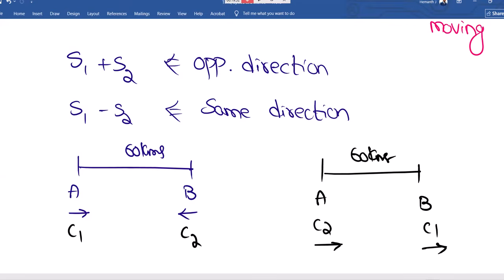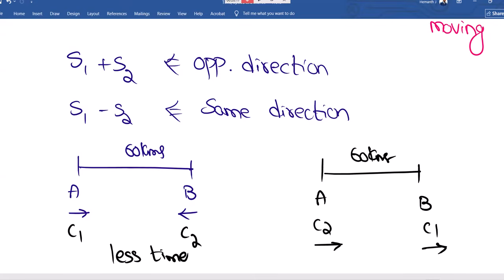Guys, in these two situations, in the first one, is it taking less time to meet or more time to meet? First situation, opposite direction. One person moving from A to B, another from B to A. They'll take less time to meet, because both are adding towards each other, traveling towards each other.